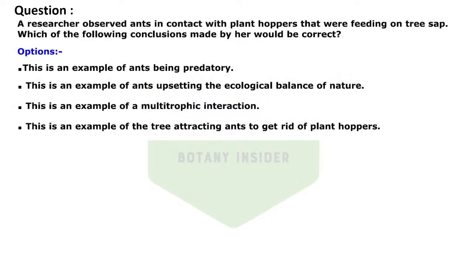Next question. Try the question. Again, a simple question. Over here, it is a bit analytical. You have to analyze what the question is asking you. The question is, a researcher observed ants in contact with the plant hoppers that were feeding on the tree sap. Which of the following conclusions made by her would be correct? Which conclusion can be drawn out of it?